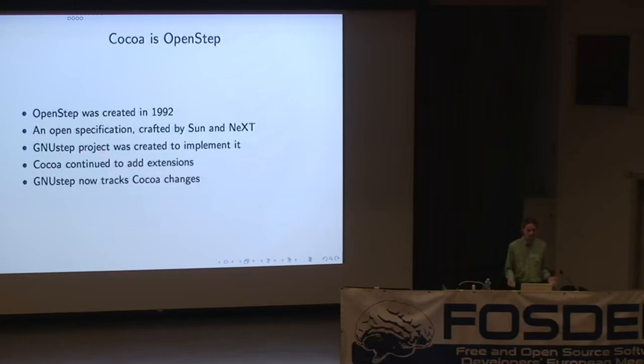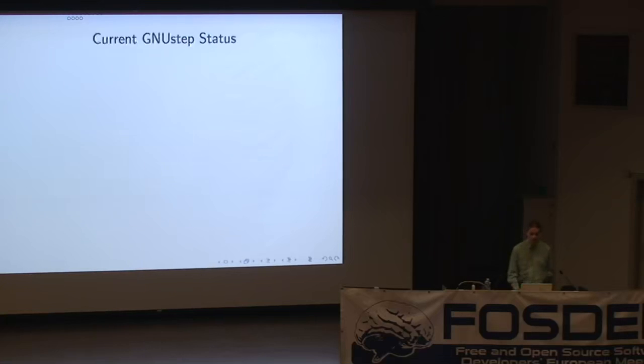Then Apple bought Next and renamed their OpenStep implementation Cocoa. And suddenly there were loads of cheap computers. And it seems weird to think of Macs as cheap computers. But in comparison with Next, whose cheapest machine was $5,000, and that was $5,000 in early 90s, late 80s money, Macs are actually really cheap. So GNU Step then switched from implementing the OpenStep specification to implementing the OpenStep specification plus Cocoa extensions.